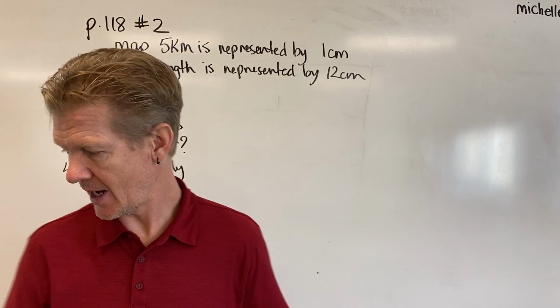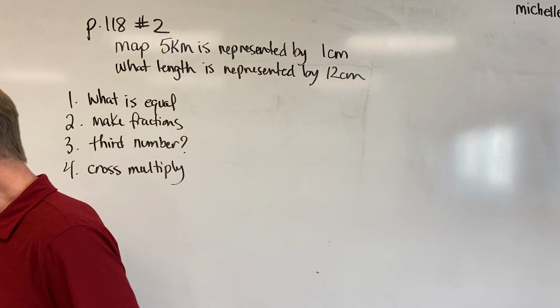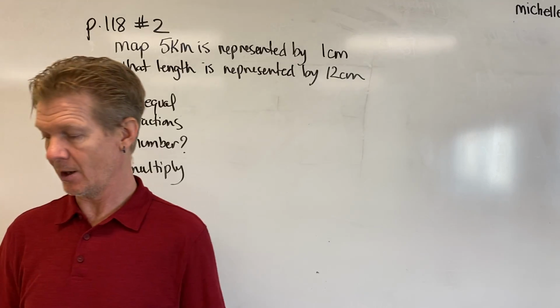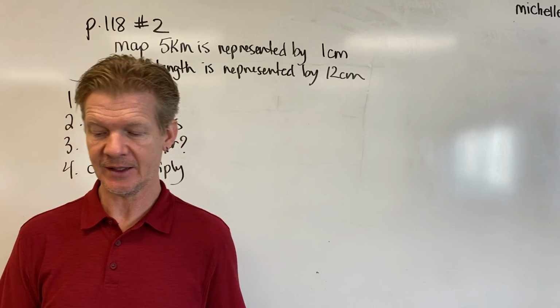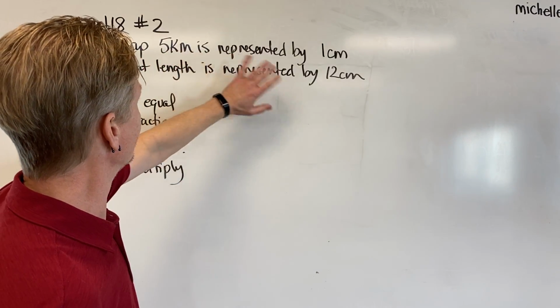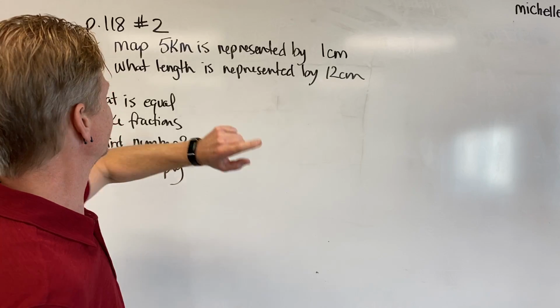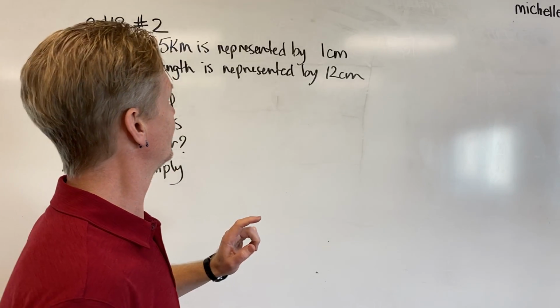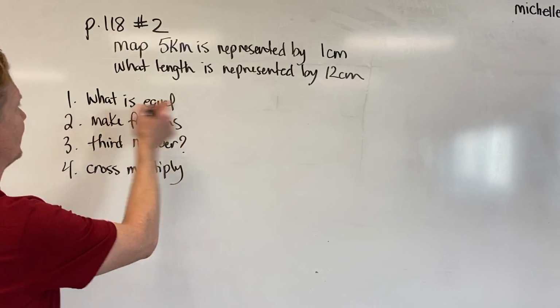The question says, and I've paraphrased it up there, a map has a scale where 5 kilometers is represented by 1 centimeter. What length on the map will represent a distance of 12 kilometers? So 5 kilometers on the map is represented by 1 centimeter, and then what length is represented by 12 kilometers? So there are 4 steps.